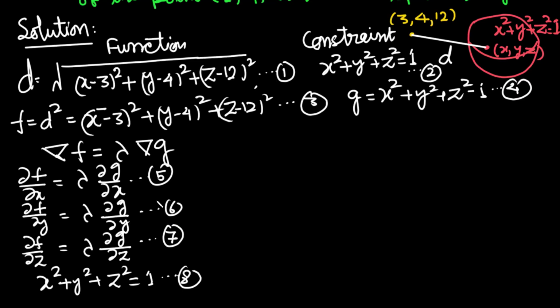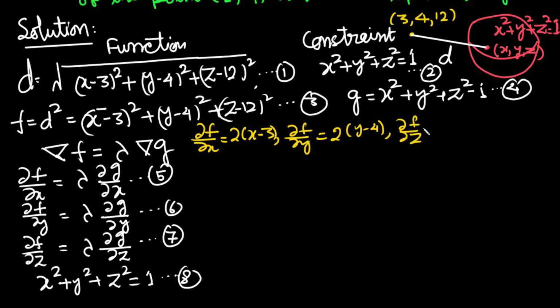Now to apply equations number 5, 6 and 7, we need the partial derivatives. So f is (x minus 3) whole squared plus (y minus 4) whole squared plus (z minus 12) whole squared. So we have del f over del x, where y and z are treated as constants, equals 2 times (x minus 3). Similarly, del f by del y equals 2 times (y minus 4), and del f by del z, where x and y are treated as constants, is 2 times (z minus 12).